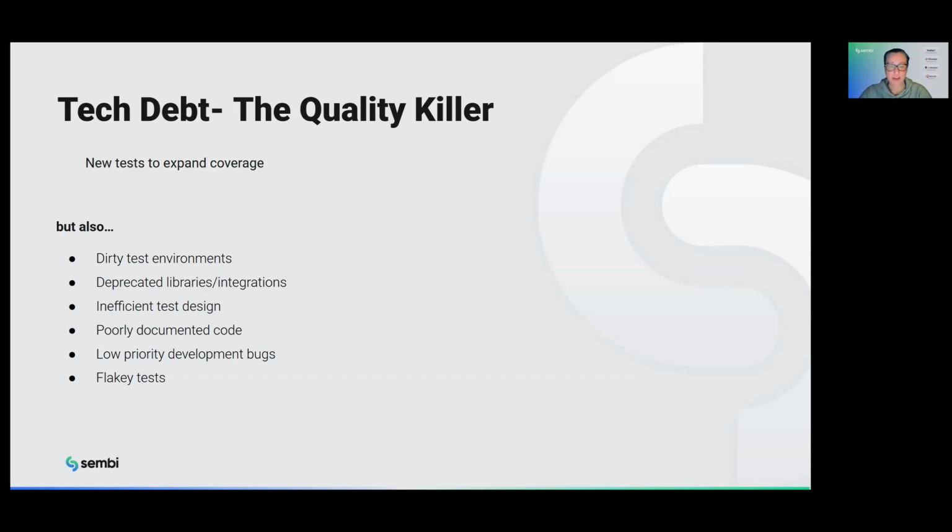You may have inefficient test design. Maybe you aren't passing in your test data the way that it should be. Your code isn't documented very well, so it's very difficult to debug. There might also be low priority development bugs that maybe make the UI transitions a little less seamless than they should be, so it's giving you a lot of timing issues. And of course, everybody's favorite, flaky tests.